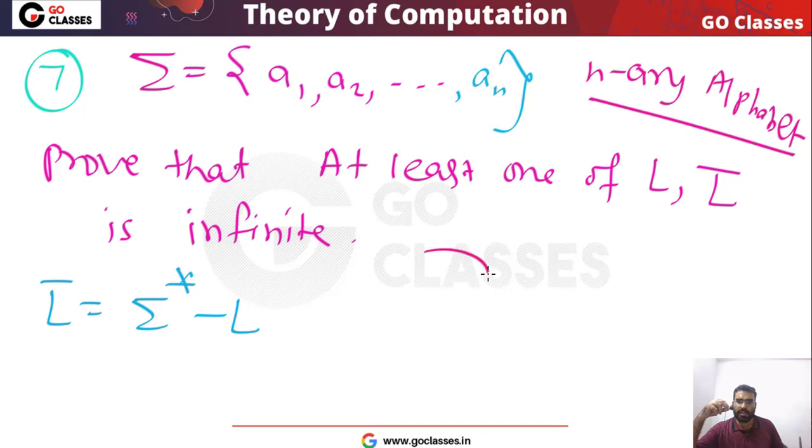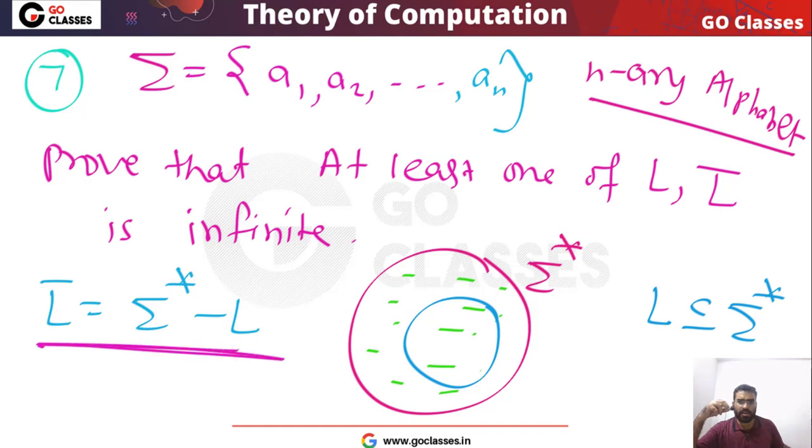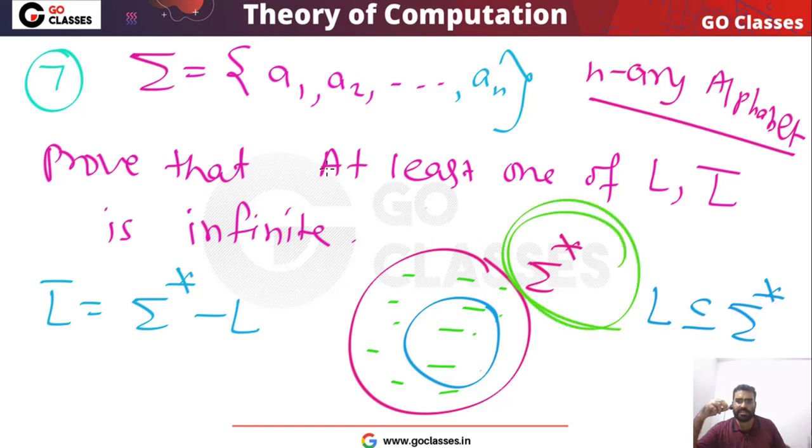Because you know that sigma star is the set of all strings, and every language is a set of strings, so every language is a subset of sigma star. For every language, sigma star is the superset. So for languages, sigma star works as a universal set.